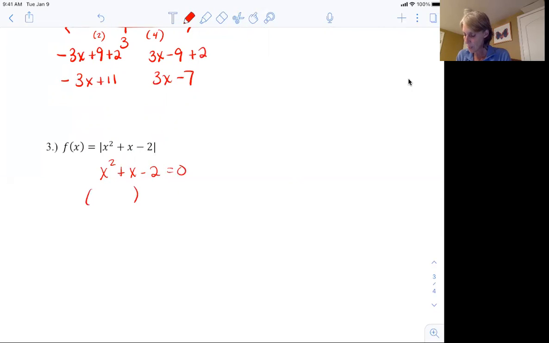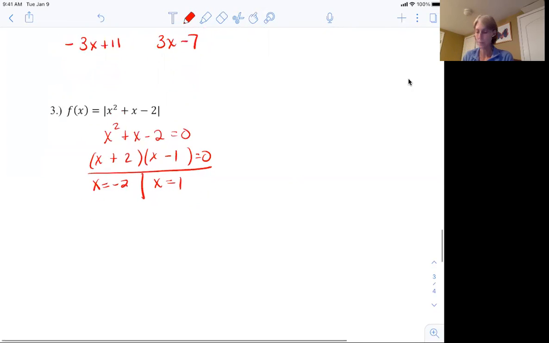And to get my x plus 2 minus 1. So x is negative 2 and x is 1. Negative 2 and 1. Now I have 3 intervals, so I have to pick a number in each interval.